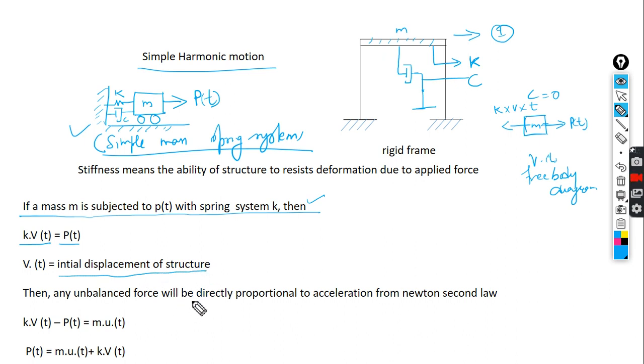Now, any unbalanced force is directly proportional to acceleration, from Newton's second law. So we can say that k v(t) minus p(t) equals the mass times the acceleration, m u(t). As I said, any unbalanced force is balanced by the acceleration, so k v(t) minus p(t) equals m u(t).